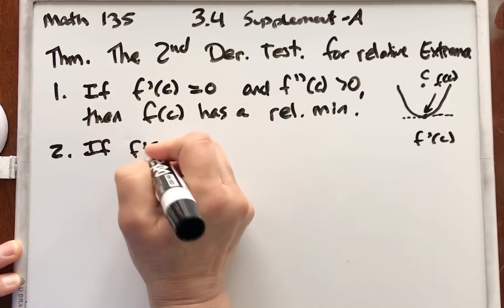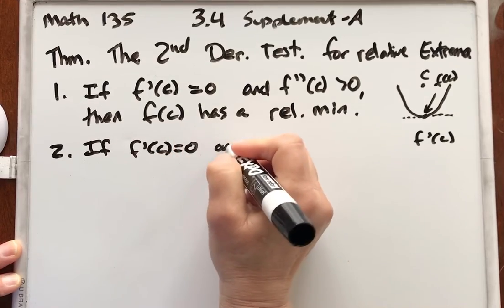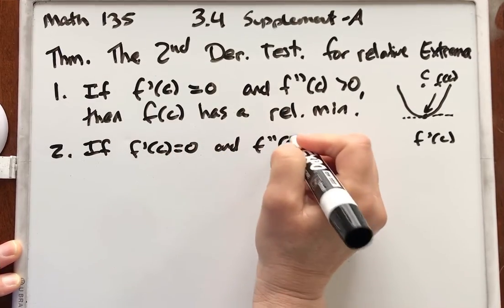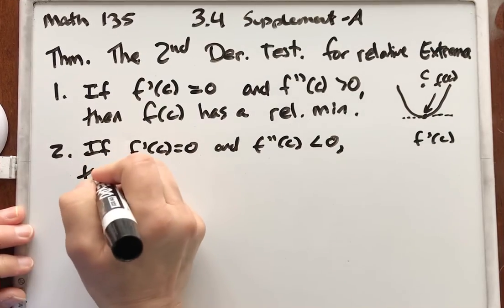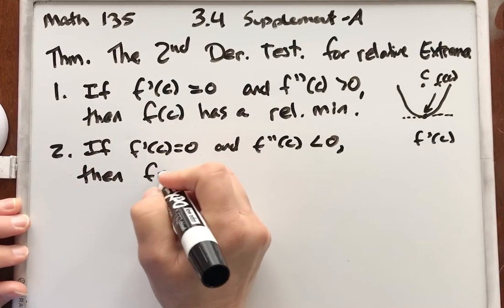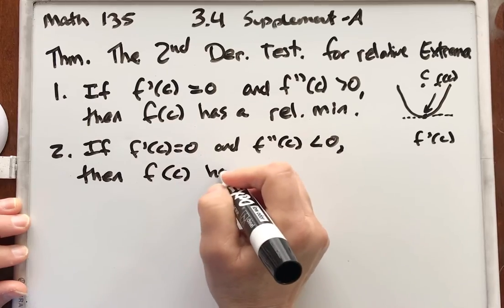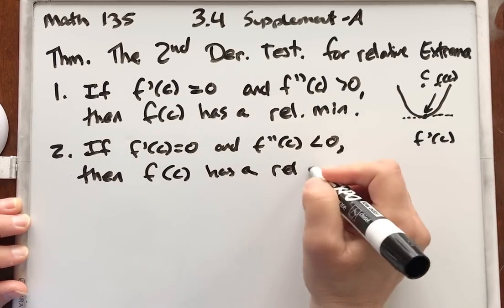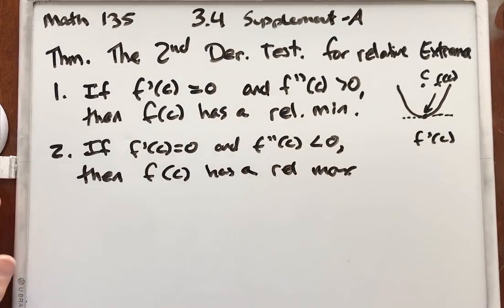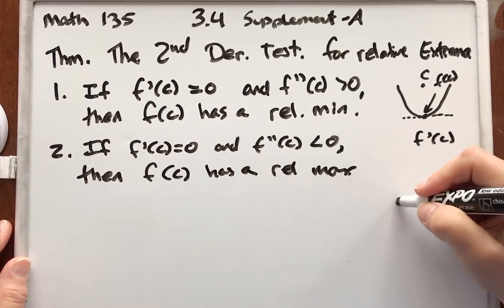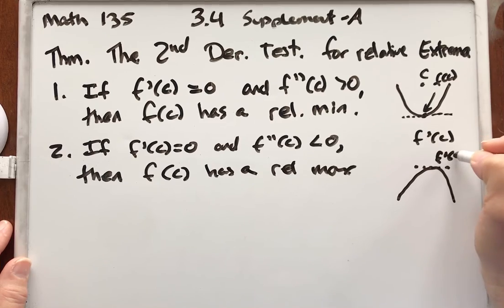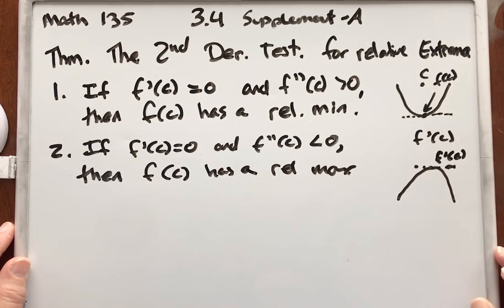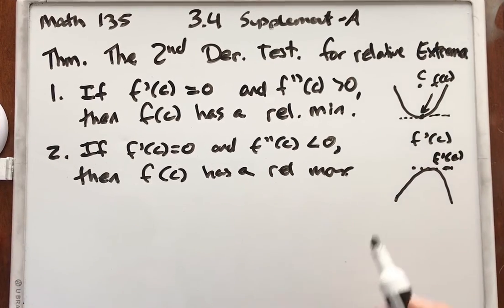Second one, if f prime of c equals 0 and f double prime of c is less than 0, what do you think that's going to happen? You know what's going to happen, huh? f of c has a relative max. Okay, so now we're going the other way. It would look something like this. We still have f prime of c equals 0. Then we have a relative max.